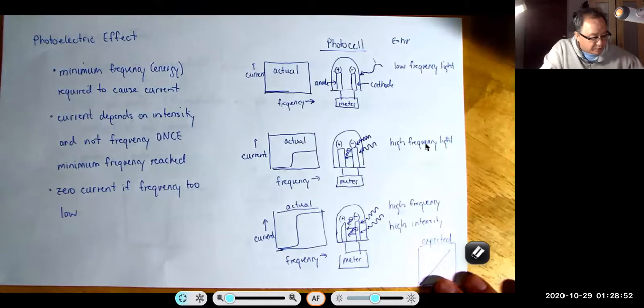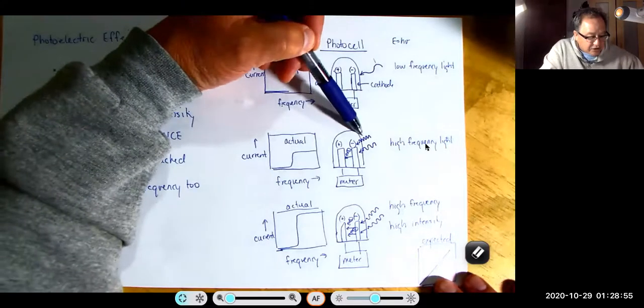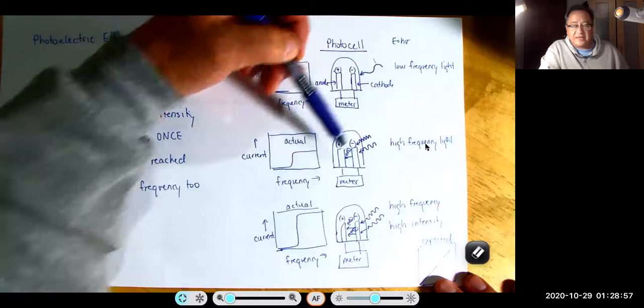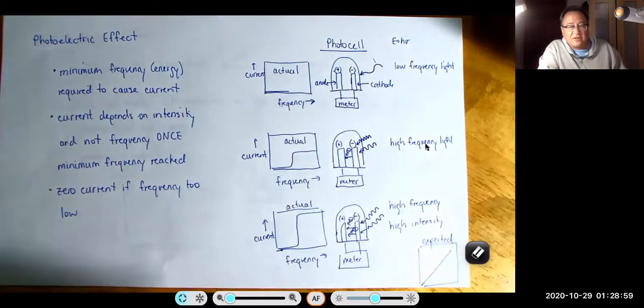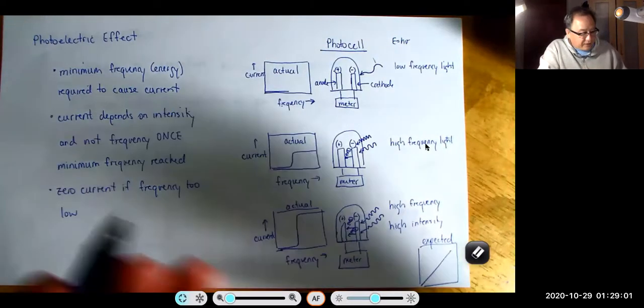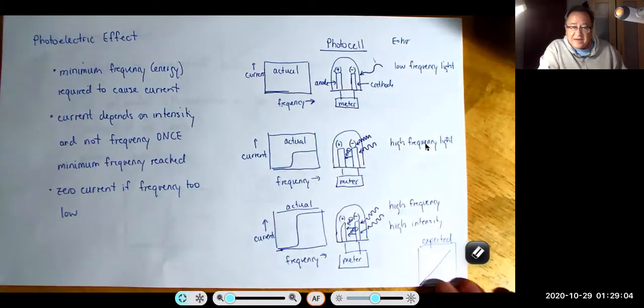So how is it that this really high energy light and this lower energy light give the same current, that is, the same number of electrons knocked off per second? We don't know. We need to figure that out.